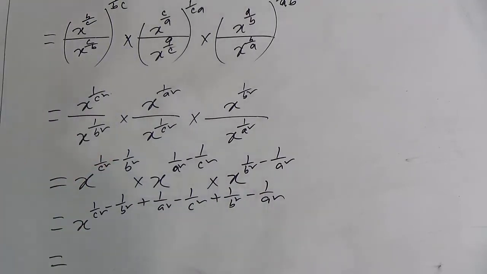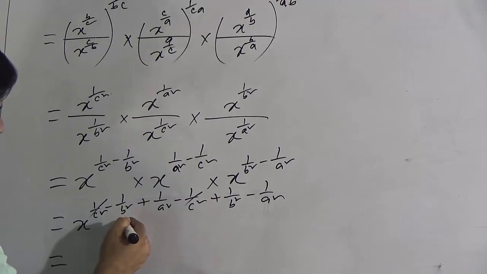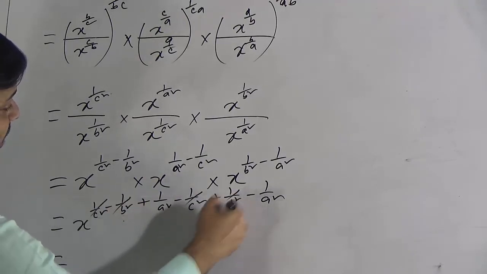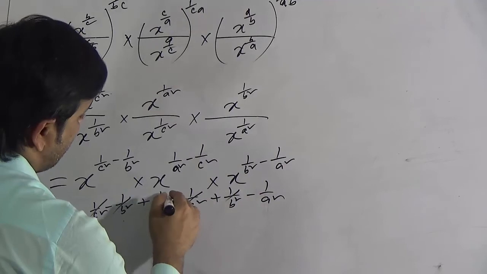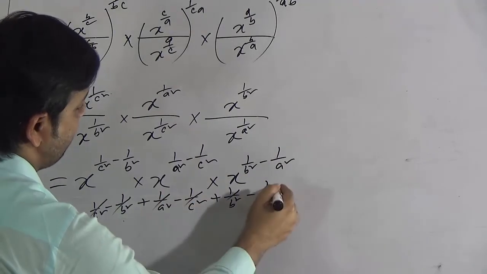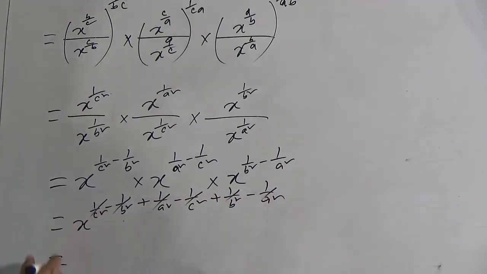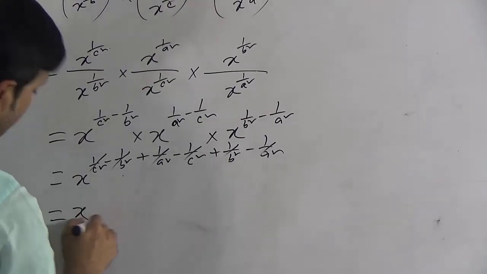Now if you notice here, 1 by c square is positive, 1 by c square is negative. These two vanish each other. 1 by b square negative, 1 by b square positive. We can write here, and 1 by a square positive, 1 by a square negative. So all the fractions in the index will vanish each other.